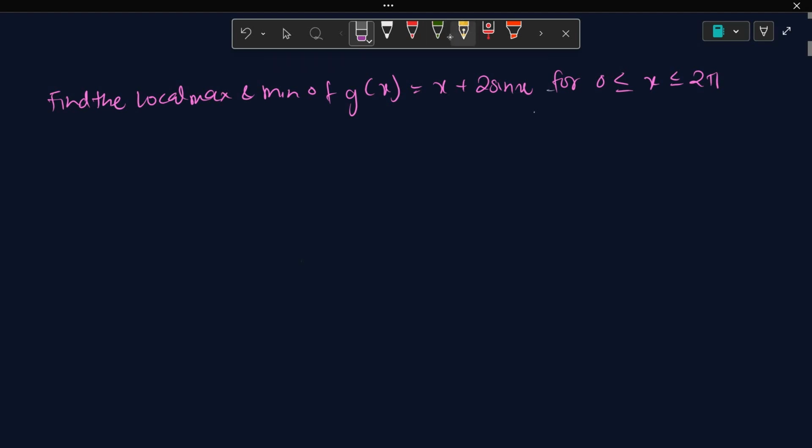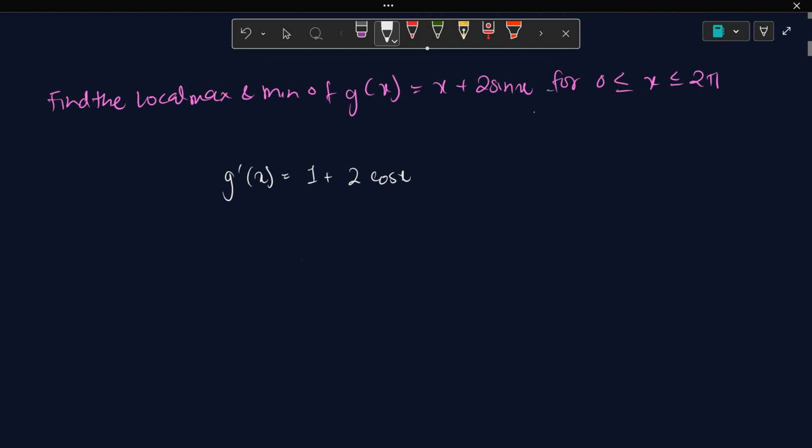Now, our first step is to differentiate the expression. So we're going to find g prime of x. g of x is given as x plus 2 sine of x. What's the derivative of x? That's a 1, and in 2 sine of x, 2 is a constant and stays there. And what's the derivative of sine x? That's cosine x. So we have differentiated our expression, and the next step is to figure out the critical points.